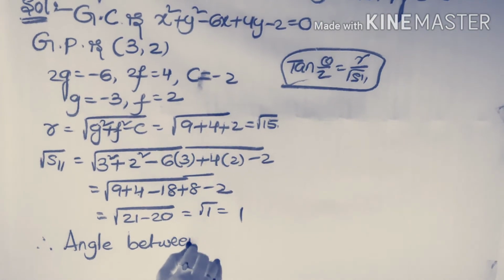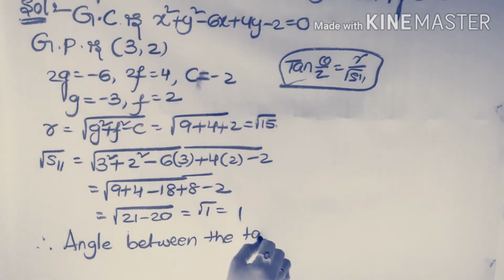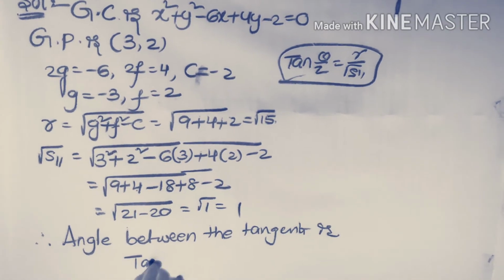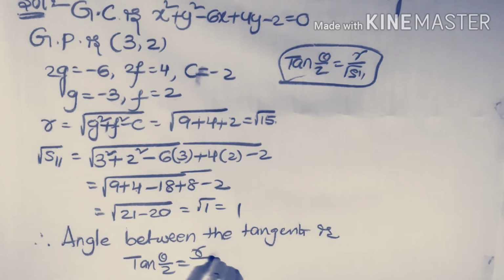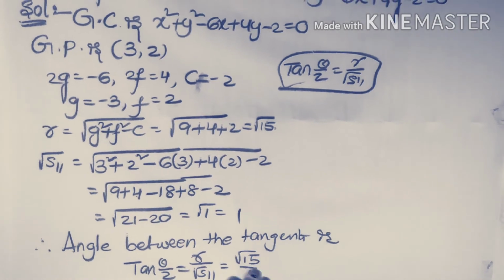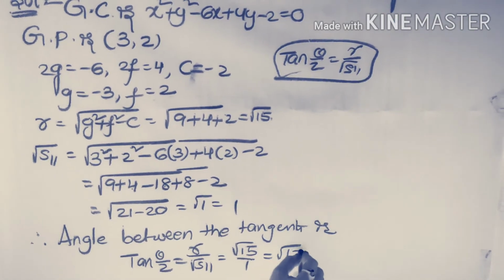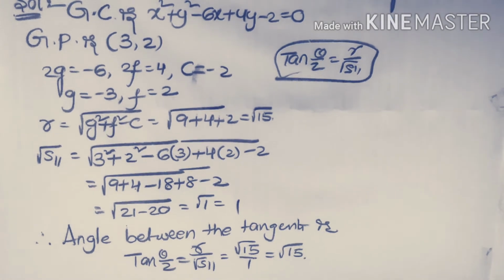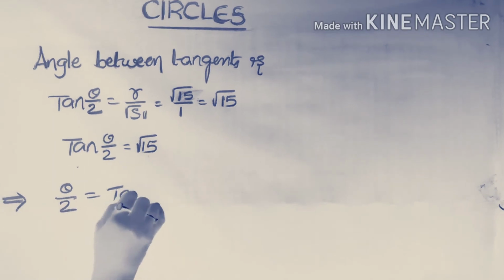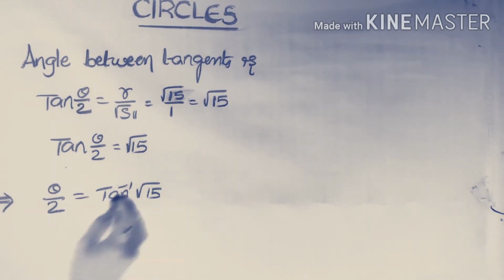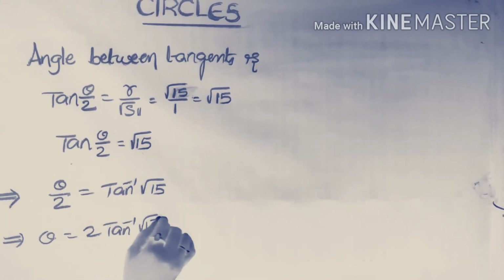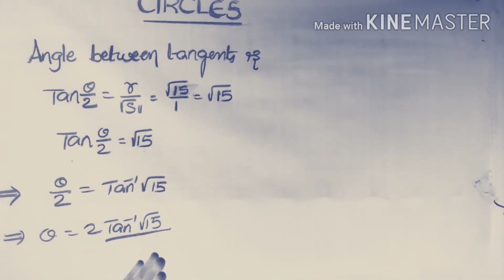The angle between the tangents is given by the formula tan theta by 2 is equal to R by root S11. That is R value root 15 by root S11 value 1, which equals root 15. Theta by 2 is equal to tan inverse of root 15. That is theta is equal to 2 tan inverse of root 15. Now this is the angle between the tangents.